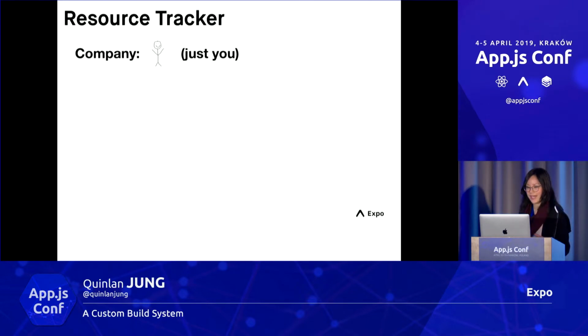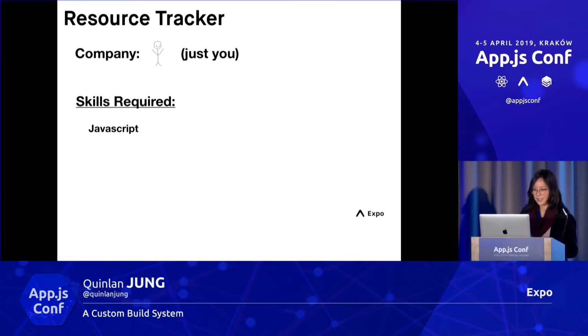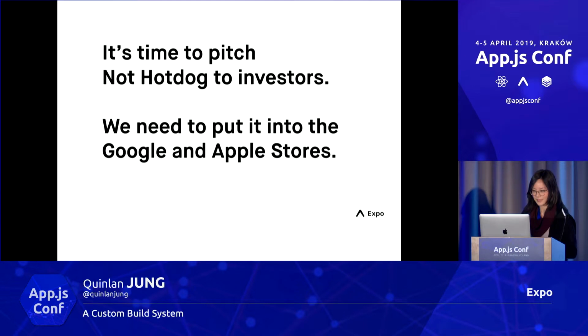So let's take a step back here and take a look at all the resources it took us to get here. So right now, the company consists of just you. Because you're a one-man or woman show, you have no funding yet. And in order to get the App.js, you needed to know some JavaScript. Right. So now that you've made Not Hot Dog, it's time to pitch it to investors. In order to do that, people need to see the real user need that Not Hot Dog fills, and they need to download it for themselves. So we need to find a way to put it in the Google and Apple app stores.